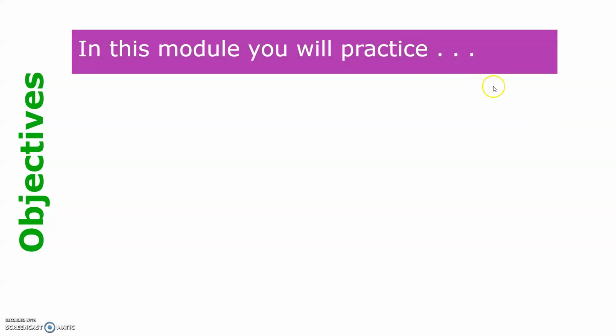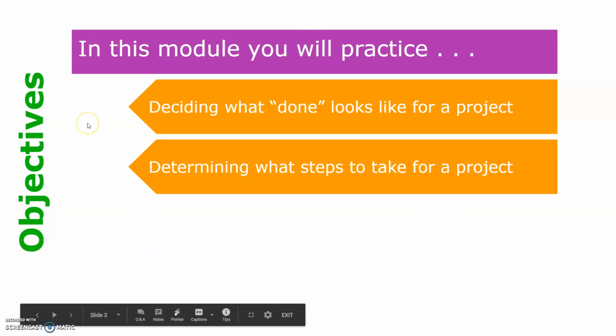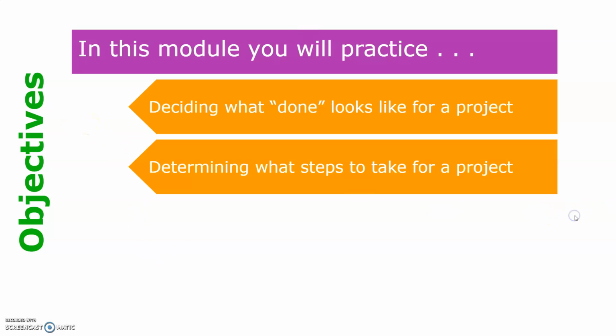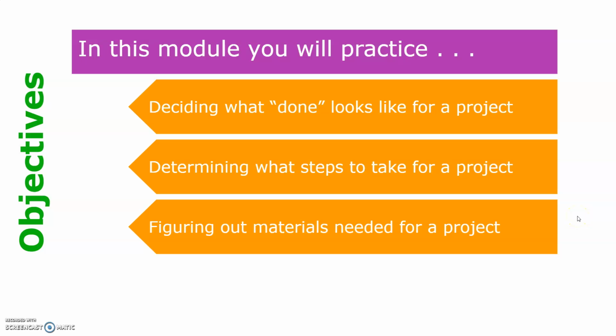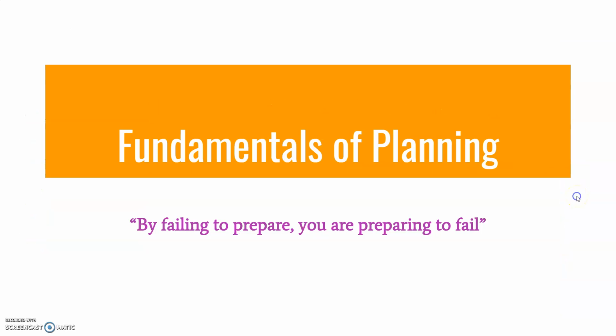So in order to create our action plan, we've got a couple key steps. You're going to be practicing deciding what done looks like for a project, determining what steps you need to take, figuring out the materials that you're going to need for this project, and finally taking all that information and putting it all together to create your actual action plan.